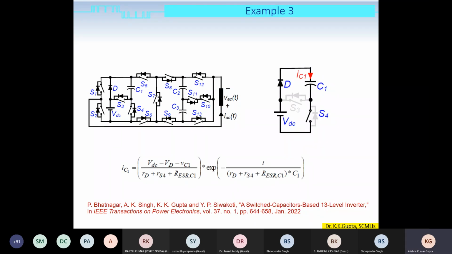Current ratings are a bit tricky in these kinds of topologies. Normally, the maximum load current is equal to the maximum current rating of the switches. But here we are also using the switches to charge the capacitors with the help of the load source. So for example, whenever capacitor C1 gets charged, you have to turn on switch S4.